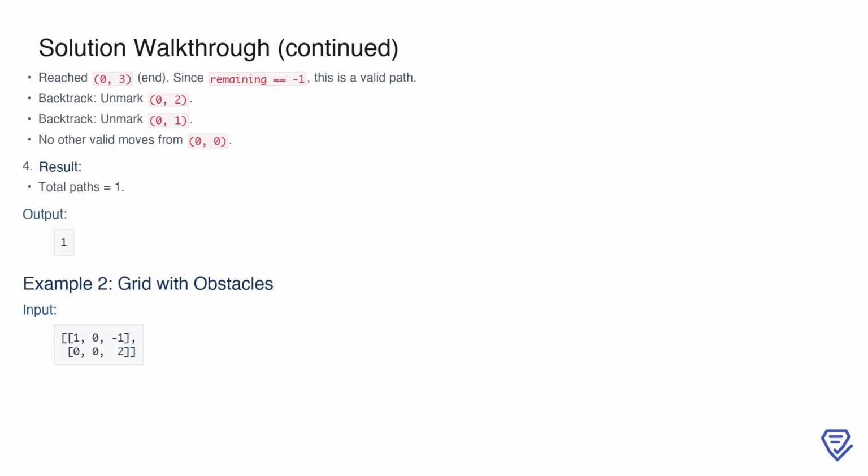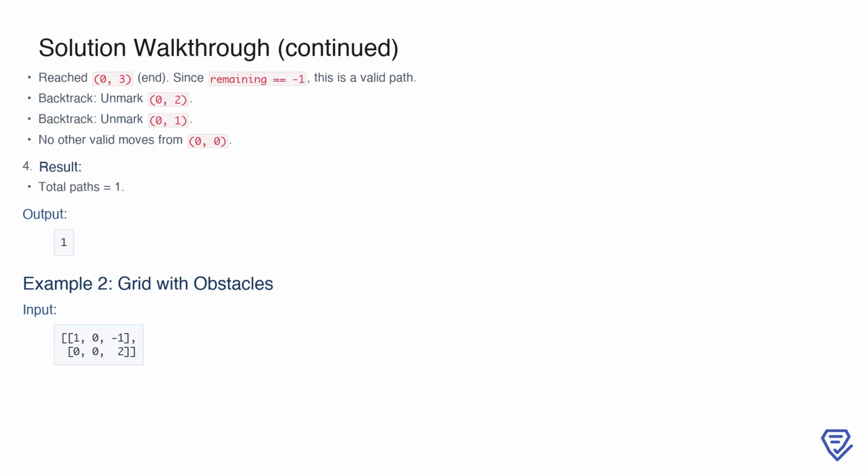After recording this path, we backtrack by unmarking the squares 0, 2, and 0, 1 to return the grid to its original state. Backtracking ensures that we can explore other potential paths, though in this case, no additional moves are possible from the starting point. Finally, we calculate the total number of unique paths, which is 1 for this example. The output for this input grid is therefore 1.